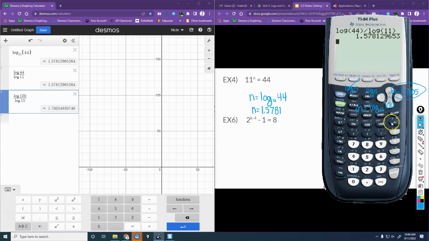Did you type it in like this? Log 100 divided by log 15. No, you didn't do that. What did you do wrong? Did you see it? Log 100, close parentheses, divided by log 15. Okay, yeah. Yours is multiplying, that makes sense. Okay? All right, we okay here?